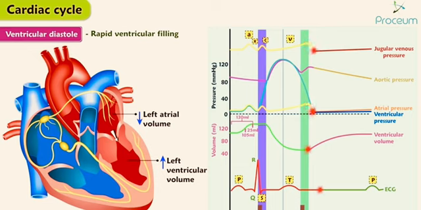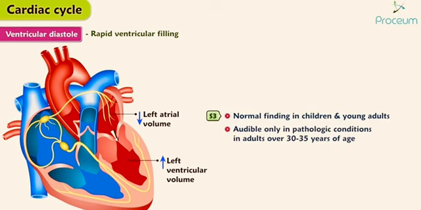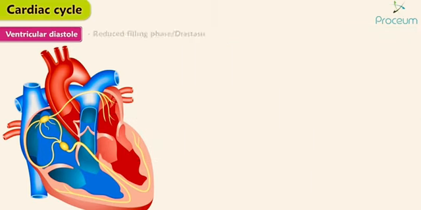We can see in the jugular venous pressure it crosses the green line again, and we can see the third sound, which is called the S3 sound. S3 is a normal finding in children and young adults, not in old age. It is audible only in pathological conditions in adults over 30 to 35 years of age. If some disease occurs, we can hear the S3 sound.